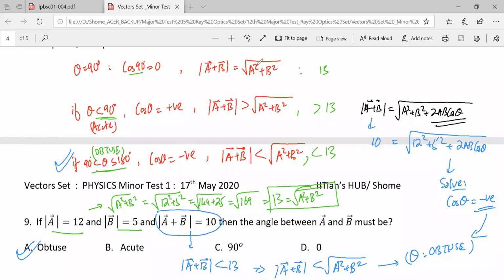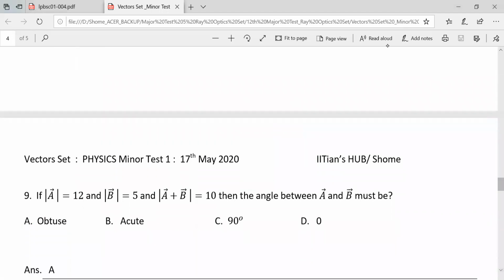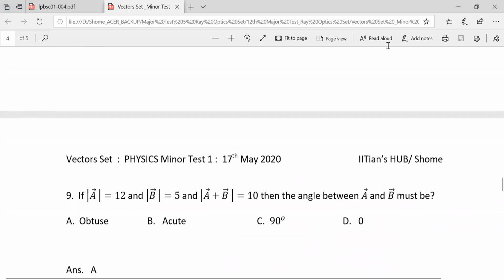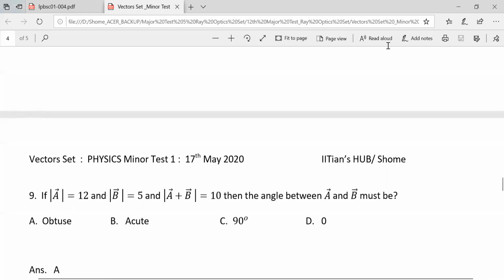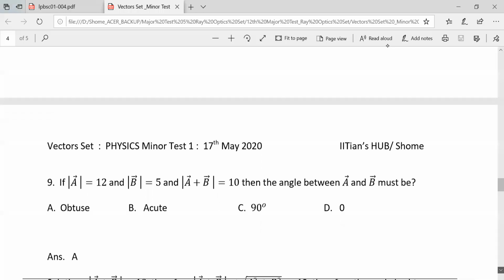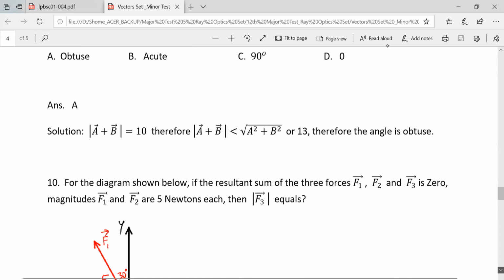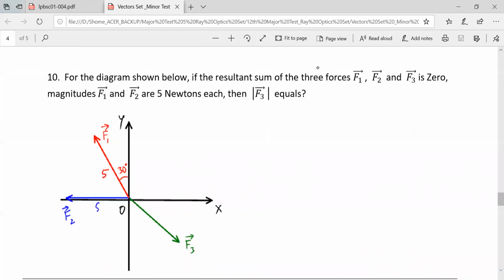but as you would have realized in this test also, time is pretty precious in the test. So if you can do something with less solving and with just analysis, then it's to your benefit, right? So for next time you remember that if mod A and mod B are given in the question, then from that I can quickly check whether this value of mod A plus B is less than or greater than root of A square plus B square. Then from that I can easily tell whether it is obtuse or acute and all that.